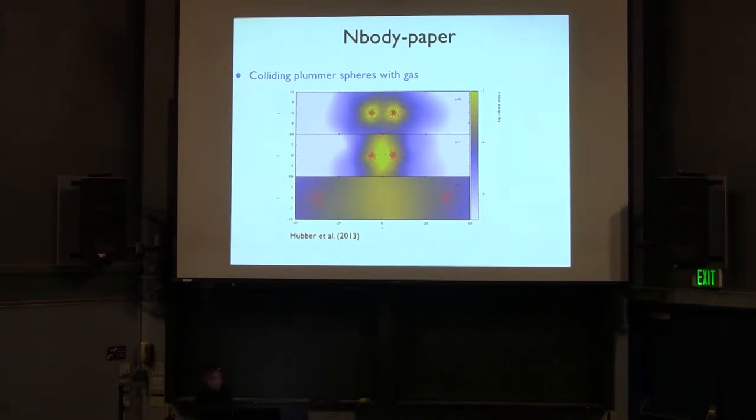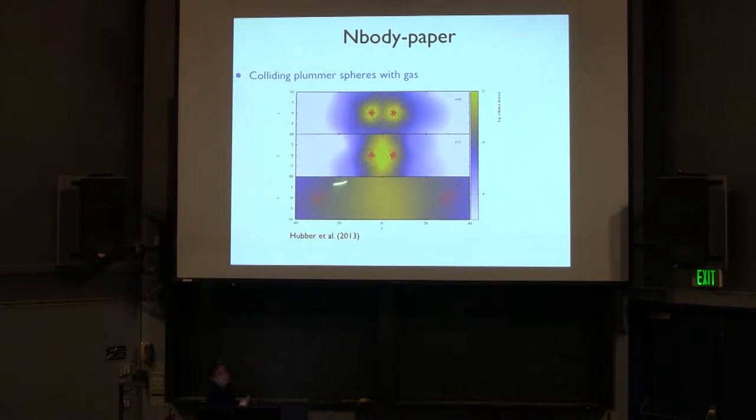This was kind of cool. So this was the N-body paper. Like I say, there's a fourth order Hermite scheme in there. And David just played around here by taking two Plummer spheres with gas. The gas is the stuff obviously in the color table, and the red dots in here are the stars. And he just bashed two Plummer spheres together, two clusters, and you can see what happens to the stars.